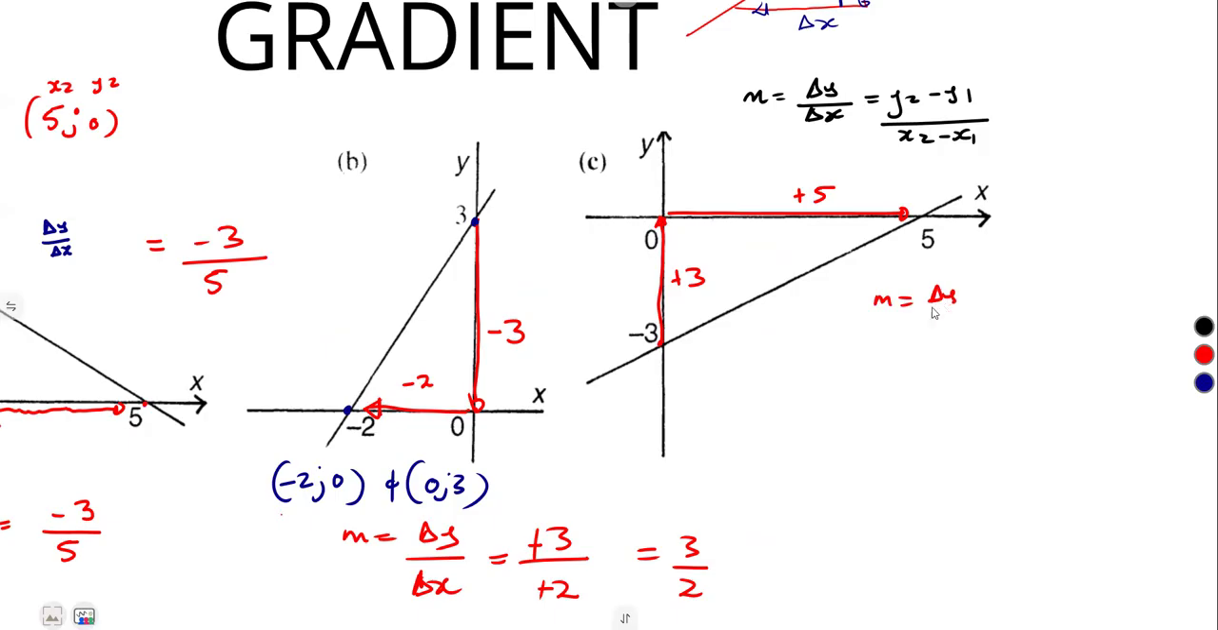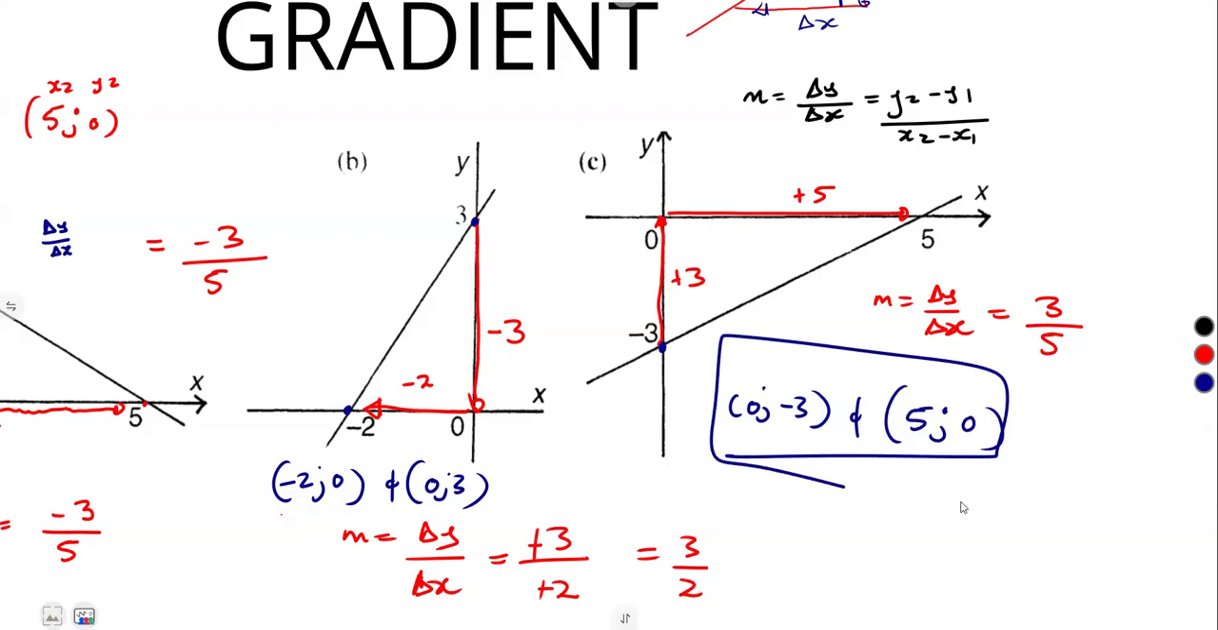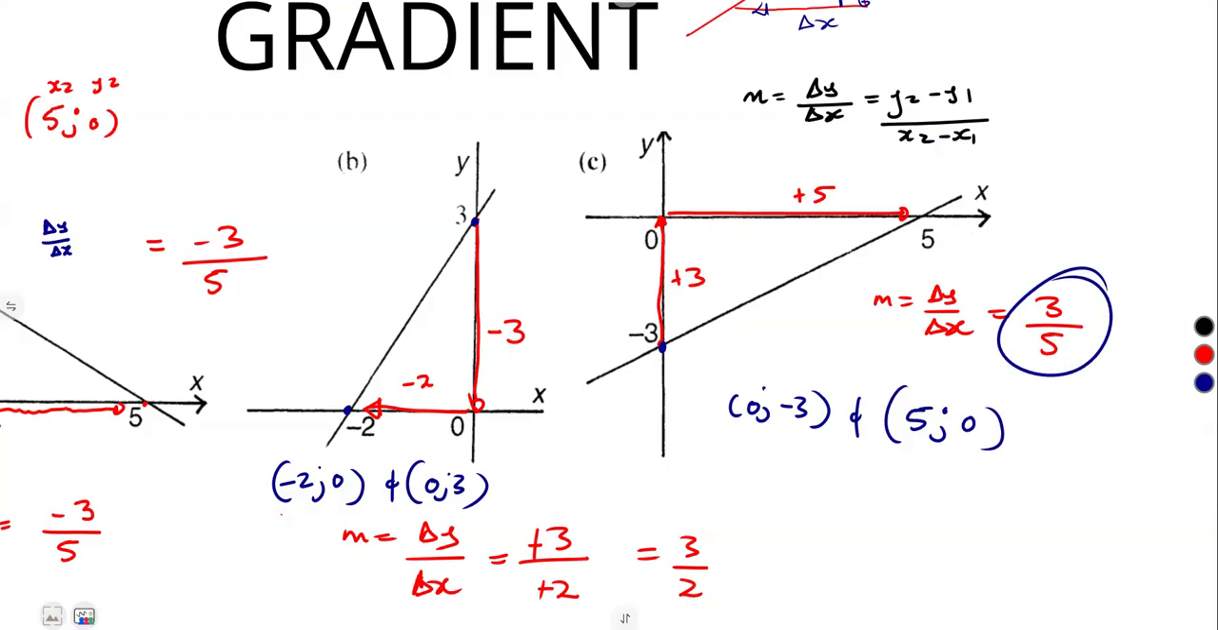So that's it. Our gradient, change in y over change in x: y changed +3 going up and x changed +5 going to the right, of which you can use points. This point, I know it's (0, -3): x is 0, y is -3. This point, when x is 5, it simply means x is 5 and y is 0. You use these points and use the formula. You're still going to have the same answer as before.